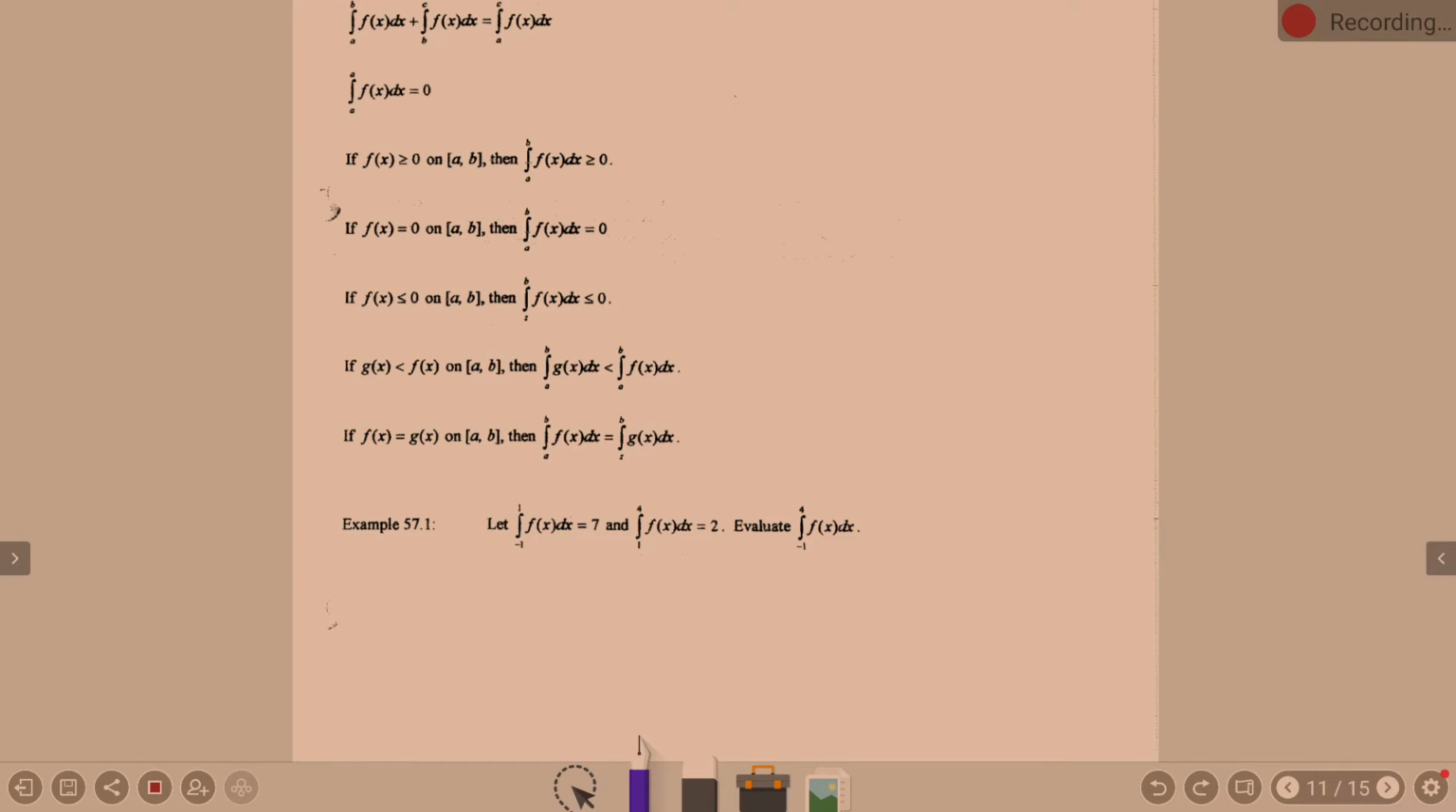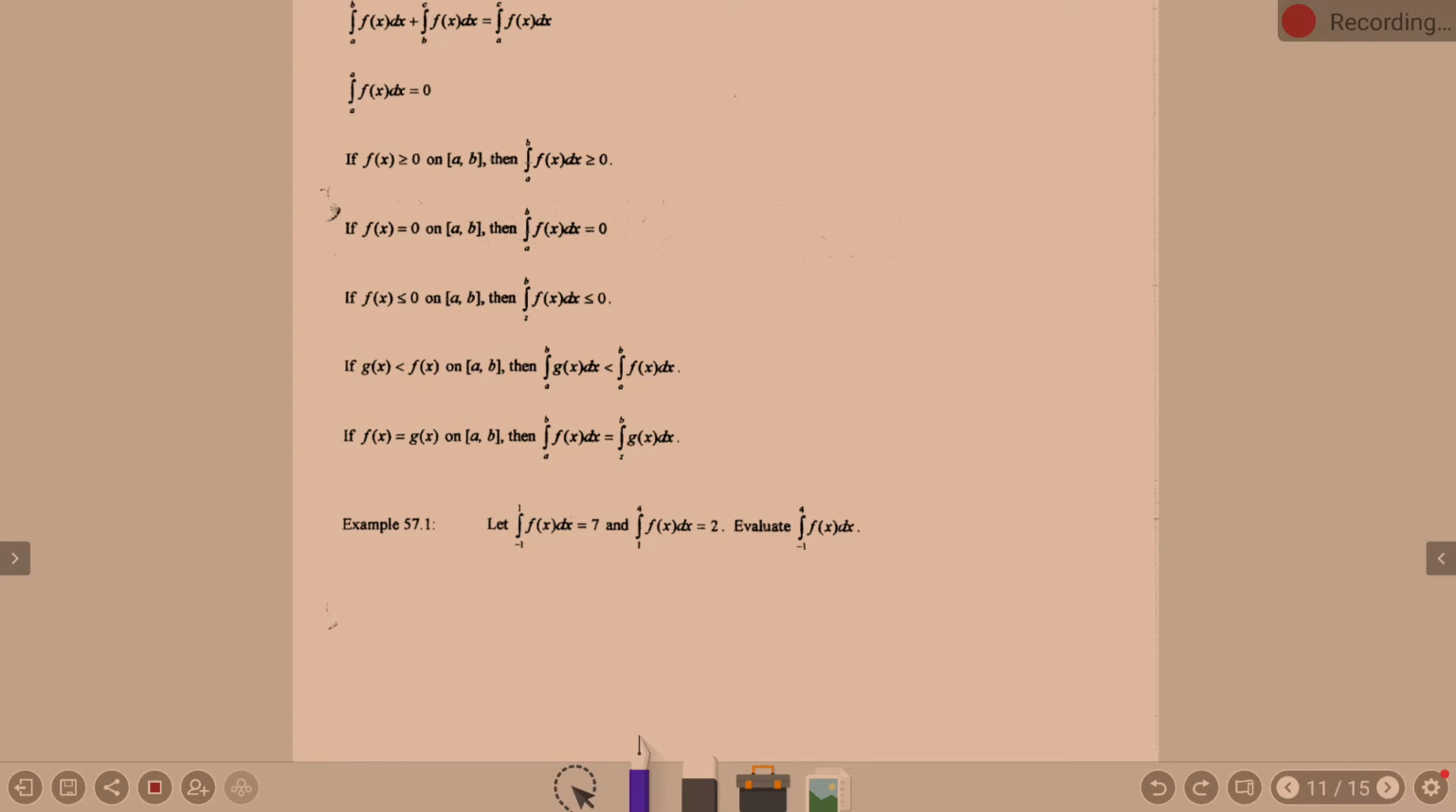So, sit there and look at that, and try and see what connections you can make. The integral from -1 to 1 of f of x equals 7. The integral from 1 to 4 of f of x equals 2. We want to evaluate what is the integral from -1 to 4 of f of x equal.